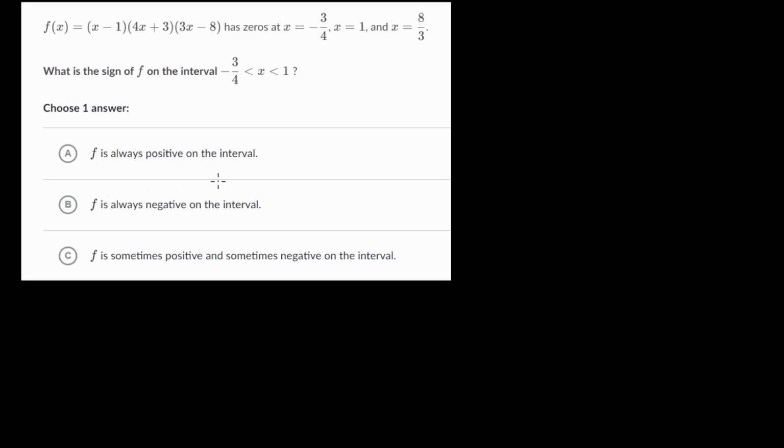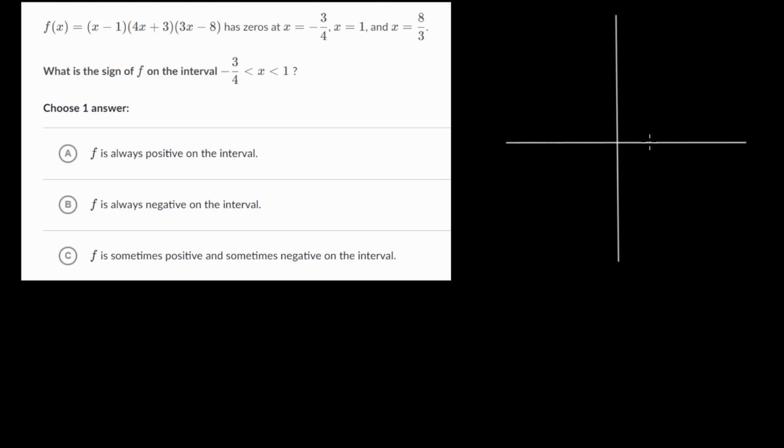So for this last problem, when determining the intervals of a polynomial function and whether they are positive or negative, we will first make a quick sketch just to get a general idea of where the zeros are and how the function is going to work.